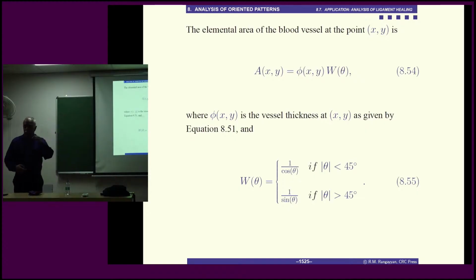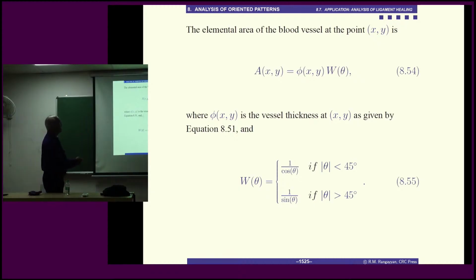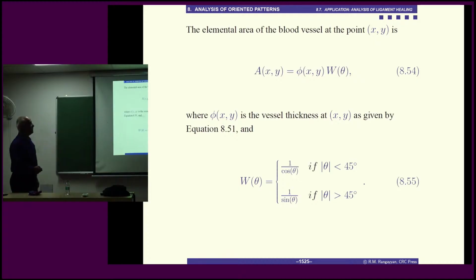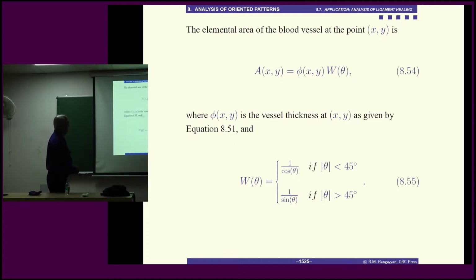At each pixel on the skeleton, we drew the perpendicular and found the shortest distance to the edges, and got the diameter or thickness of the blood vessels, and the area of the blood vessels for a given angle. And W theta is 1 over cos theta or 1 over sin theta, depending upon the angle being less than or greater than 45 degrees.